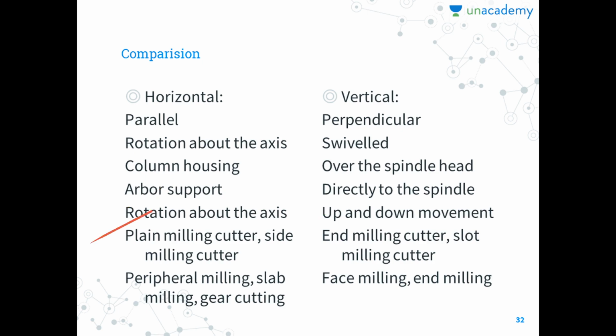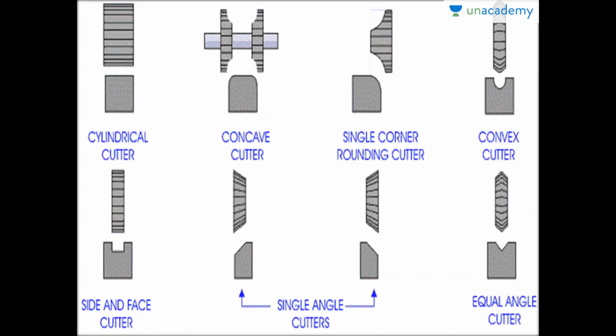The cutters used in horizontal milling machine are plane milling cutter, side milling cutter and angular milling cutter, whereas in vertical milling it is end milling cutter and slot milling cutter. The operations done on horizontal are peripheral milling, slab milling, slot milling and gear cutting, whereas in vertical milling, face milling and end milling. Gear cutting is what I had shown in the intro video, so that is what the gear cutting process is. So these are the various cutters used in milling machines: the cylindrical, concave, single corner, convex cutter, side and face cutter, single angle cutters and equal angle cutters.